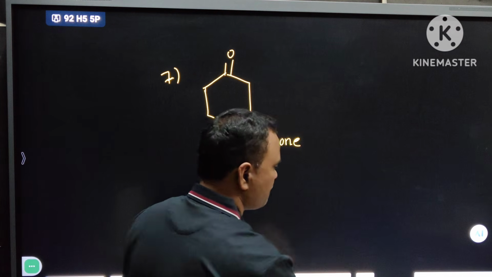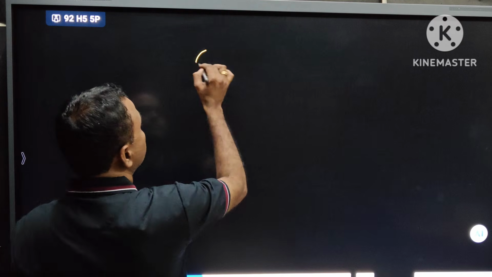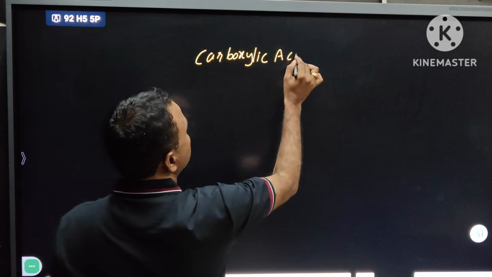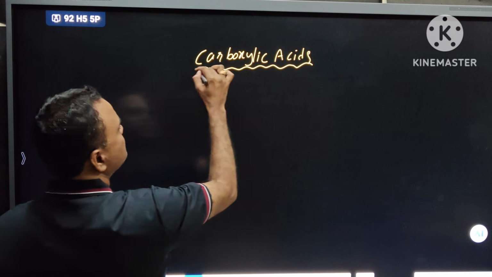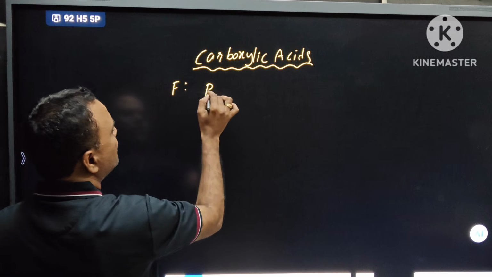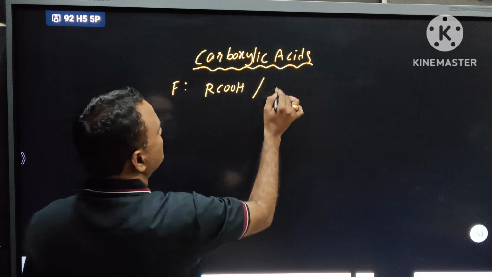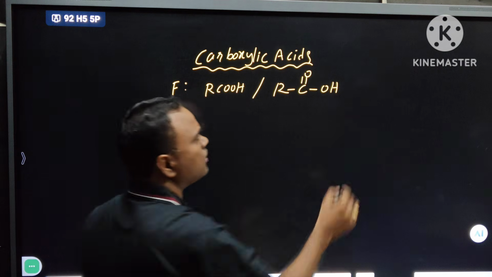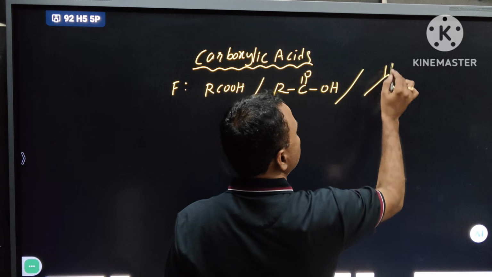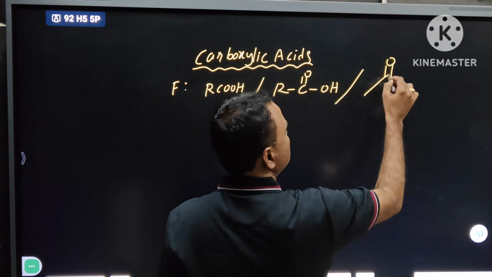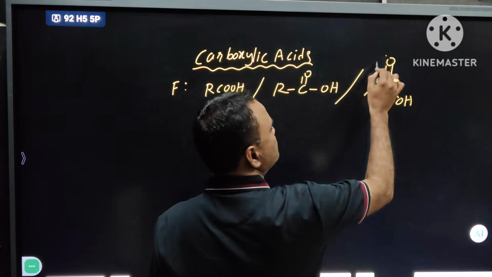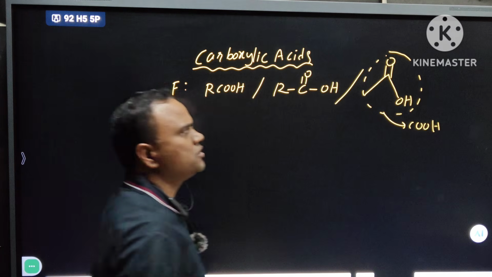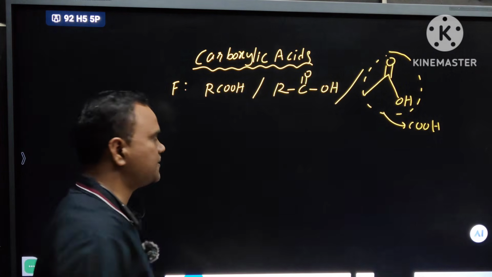Next, carboxylic acids. Aldehydes, ketones, carboxylic acids. What is the formula? RCOOH, or you can write it like this, R-C double bond O-H. Whenever you observe this unit at the terminal, C double bond OH, this unit represents COOH. Okay, right.